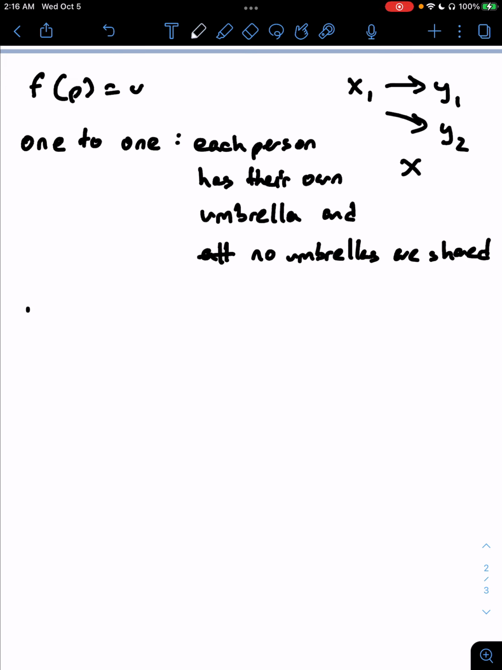I don't know what I'm doing up, but anyways, not onto is the opposite of onto, obviously, but onto means that all the y values are used up. So this is onto, but this is not onto. If it's not onto, certain y values have no x's to map to, right?